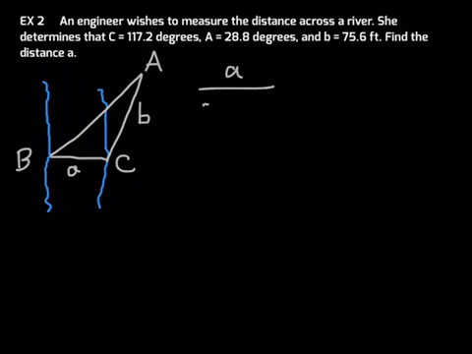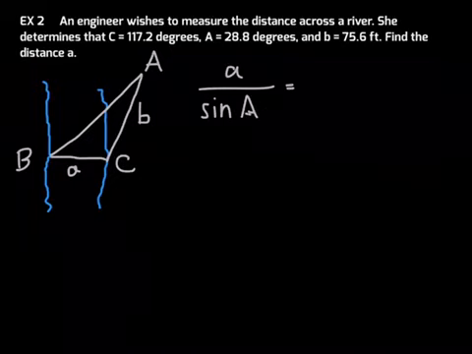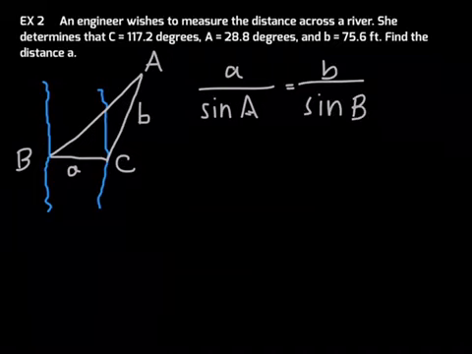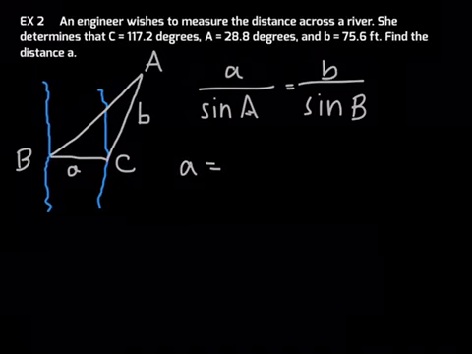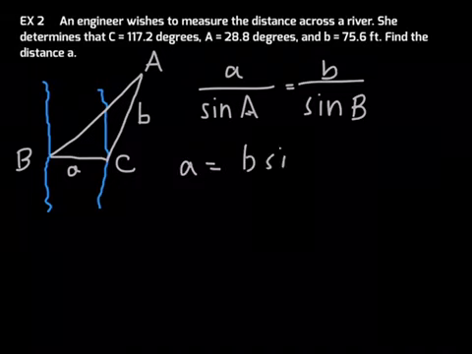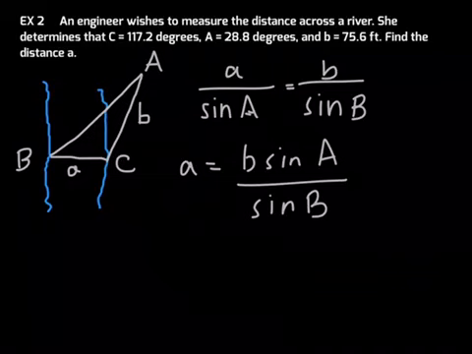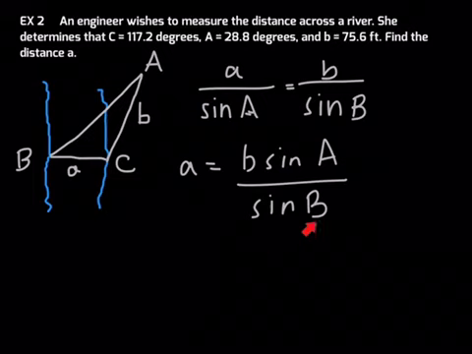Okay, so we have A over sine of angle A equals B over sine of angle B. When we multiply both sides by sine of A, we get that A, which is the distance across the river, is B times sine of angle A, and then all of that divided by sine of angle B. Okay, all of this works really well, except we don't know what angle B is. We need angle B in order to figure out the value of A.